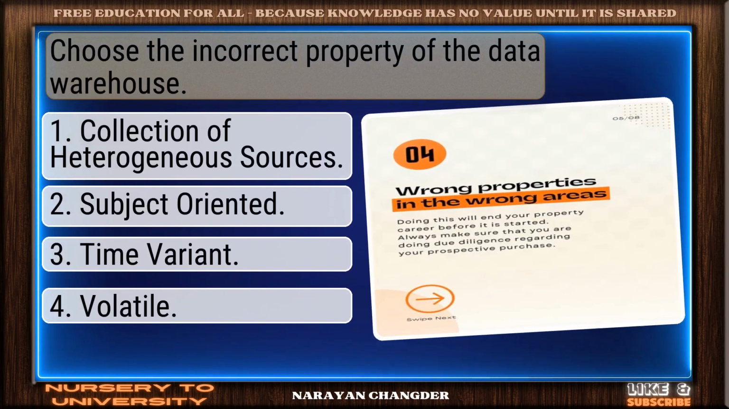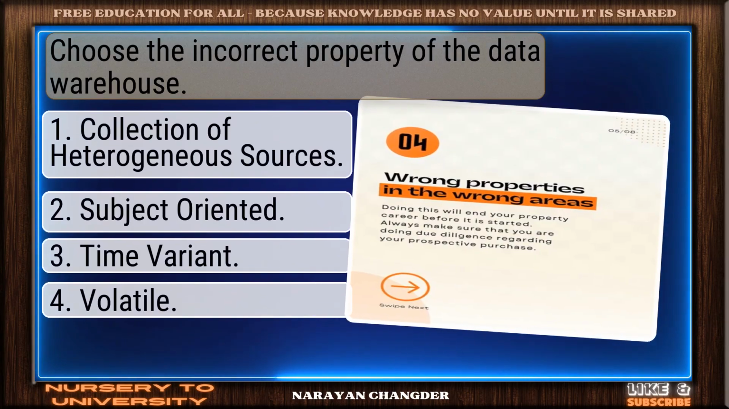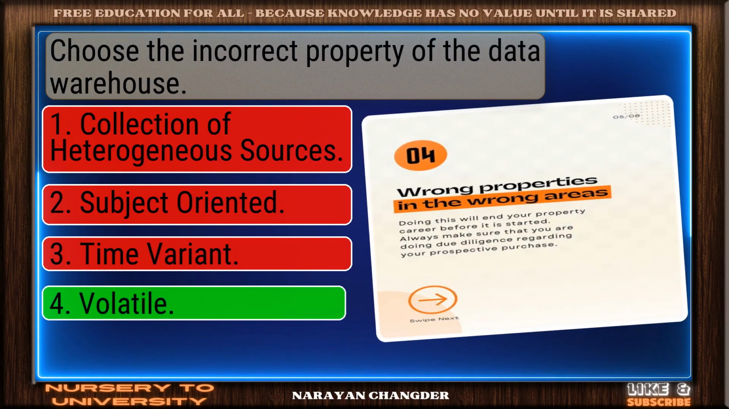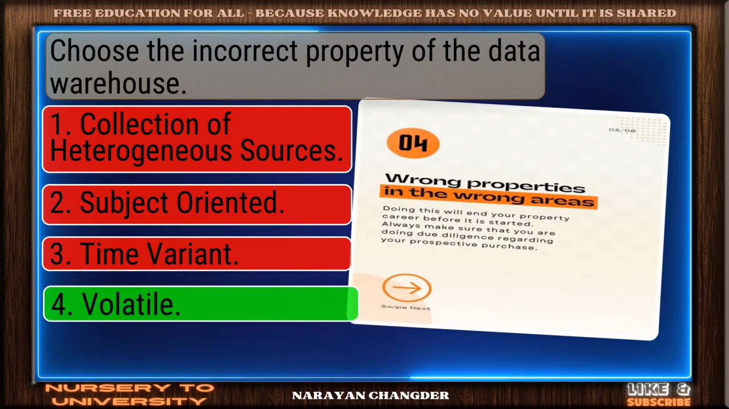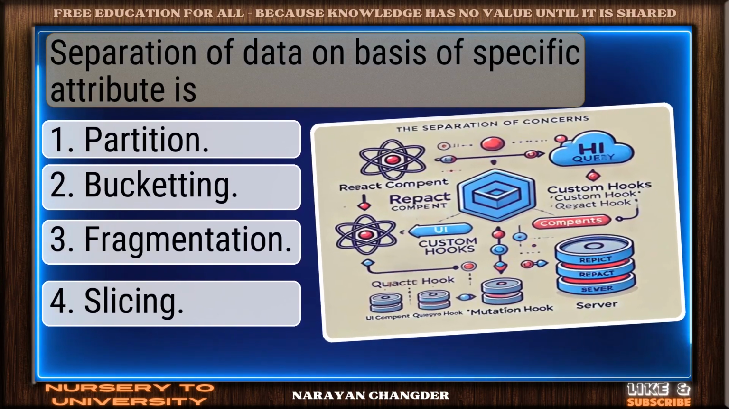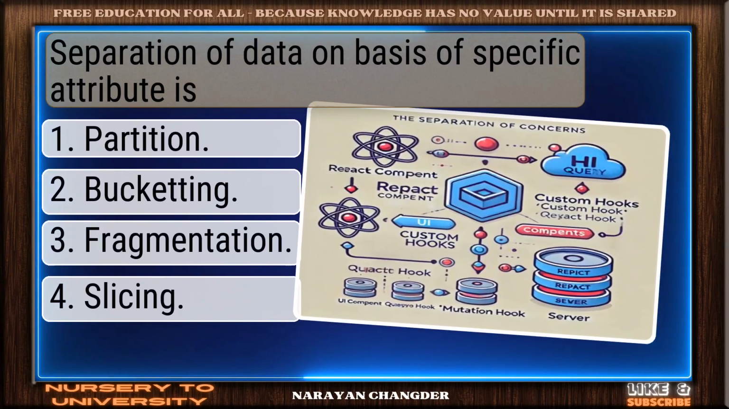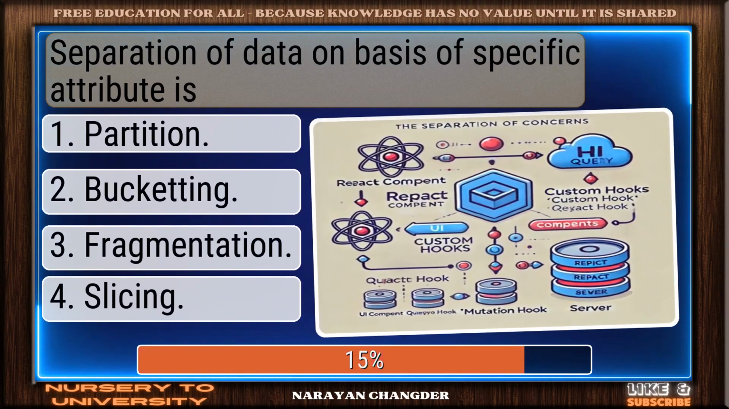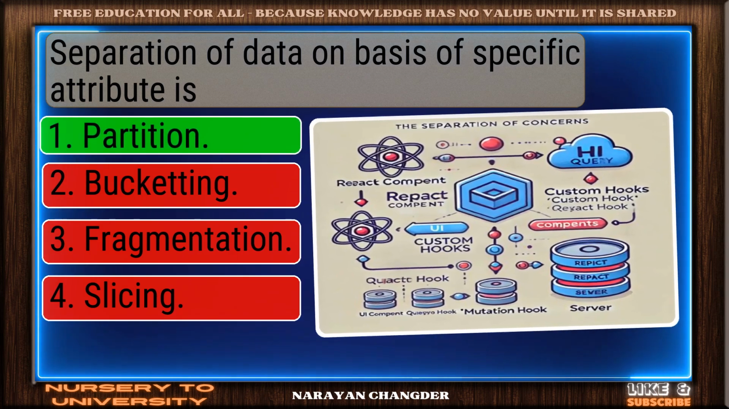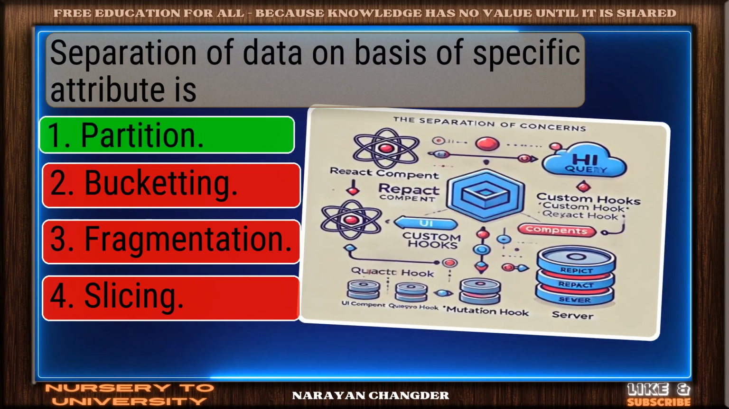Question number 19. Choose the incorrect property of the data warehouse. Nice work. You chose volatile, and it is correct. Question number 20. Separation of data on basis of specific attribute is? Correct. Partition is the right answer.